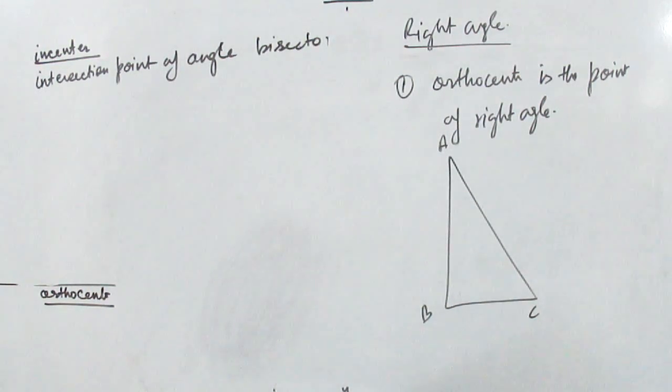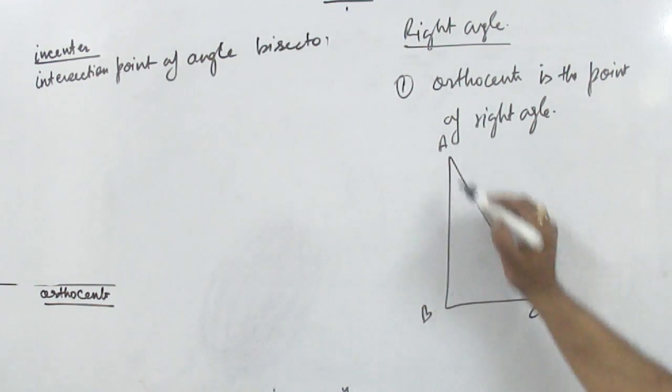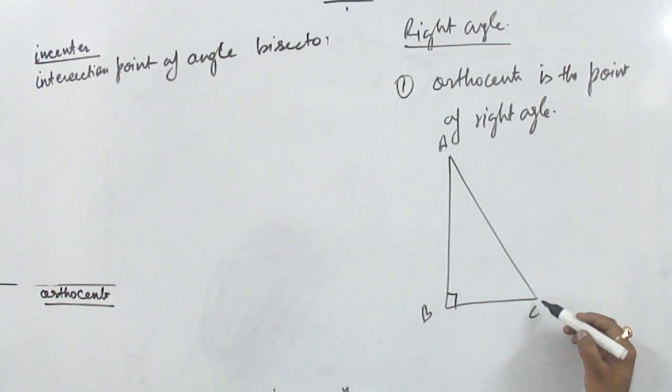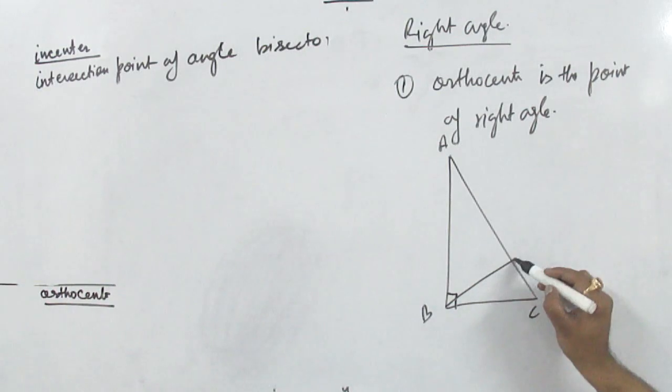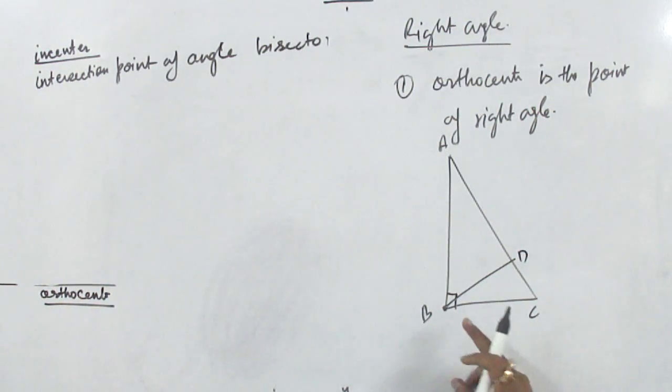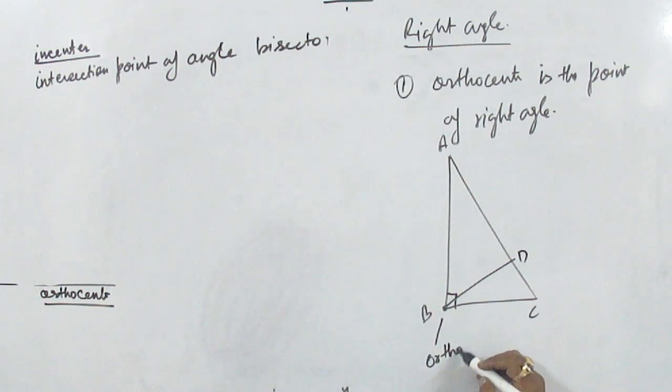It is the intersection point of perpendicular drawn from the opposite vertex to the side. If we draw a perpendicular from this vertex to this side, it would be the same side AB. From C it would be AB and from this it would be BD. So the intersection point is this. In case of right angle triangle, orthocenter is the point of right angle. This is our orthocenter.